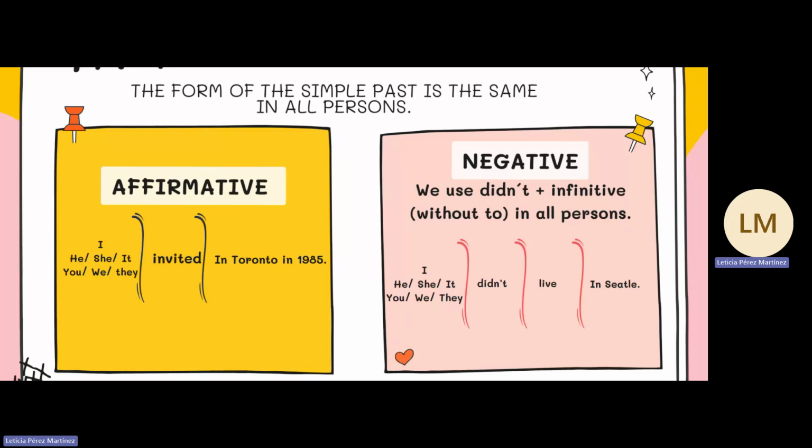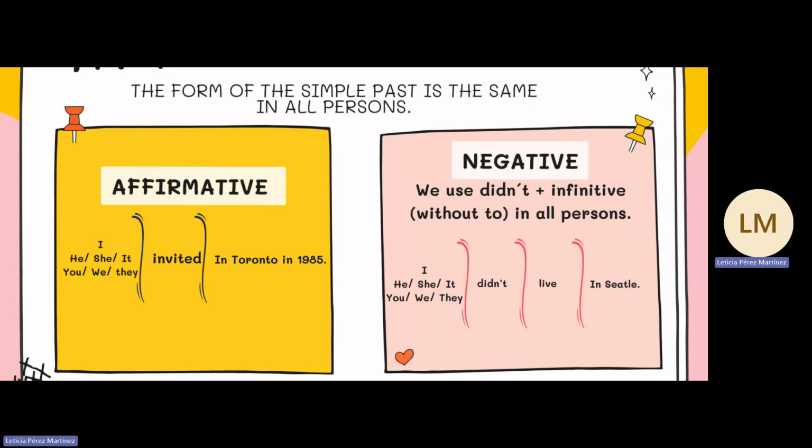In the simple past tense, you are just going to use in an affirmative sentence the verb in the past. It doesn't matter if we are talking about the third person, I mean, he, she, or it. In this case, we don't have any difference. For example, here we have, in an affirmative way, all the pronouns: I, he, she, it, you, we, and they. Then we have the verb in the past tense, that is invited. And the last part that is in Toronto in 1985.